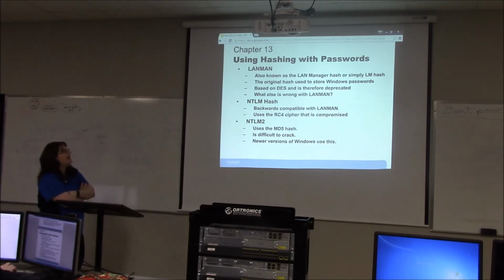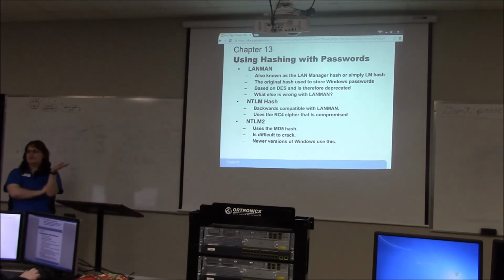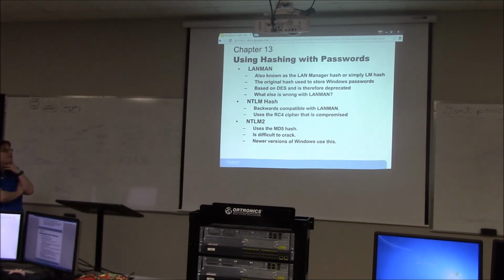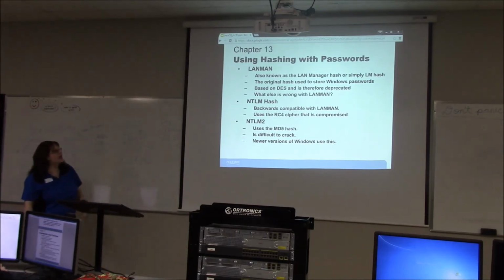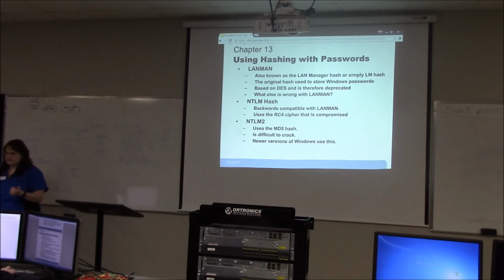So the LANMAN hash is what we used in XP and previous versions for Windows passwords. It's based on the DES algorithm, which is deprecated, which means LANMAN will be too, because it's based on something that we don't use anymore, right? This was the hash to store Windows passwords, as I said.